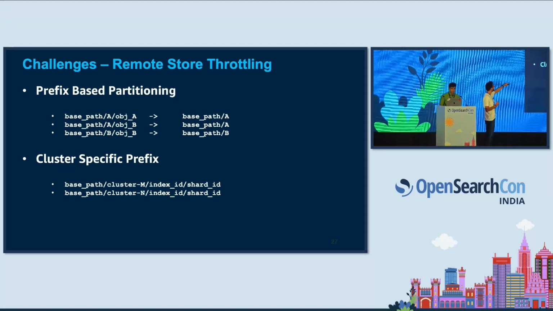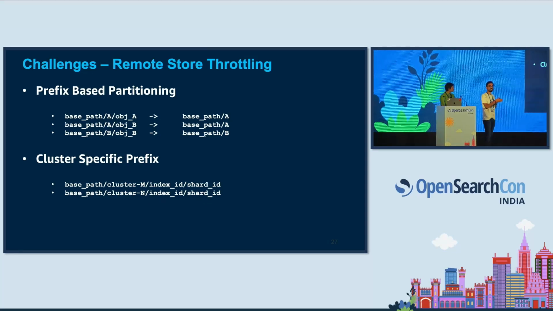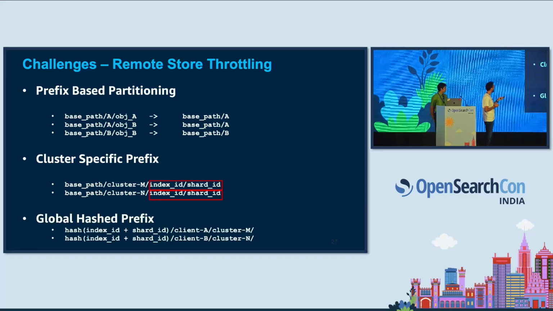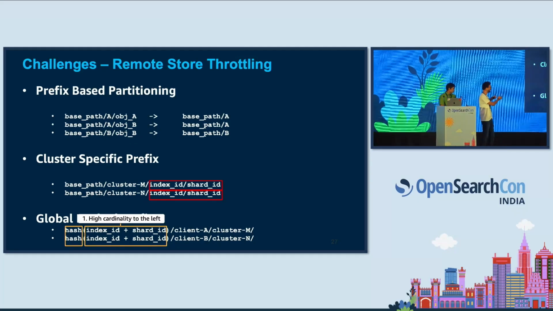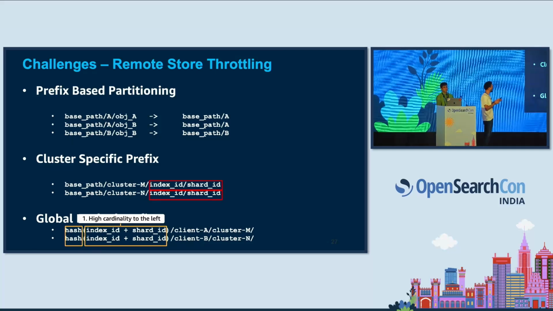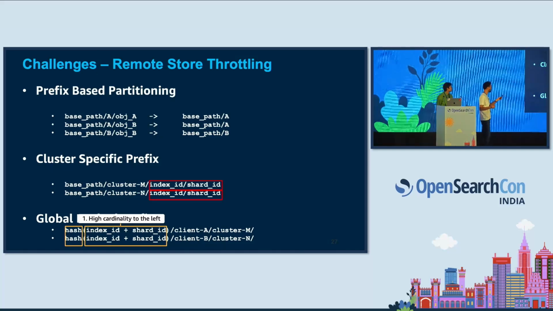So if we create one prefix for a cluster, in this case base path cluster M, and all the indexes and shards information is within that cluster, then it can start throttling because there could be a rate limit for that partition. So to tackle it, we identified the high cardinality part of this prefix, which is index ID, shard ID. We moved it upfront to the prefix and created a hash, so that now across multiple clusters, we can have a certain global set of partitions created, and that can be shared with all the shards. So this is how we solve the remote store throttling problem.